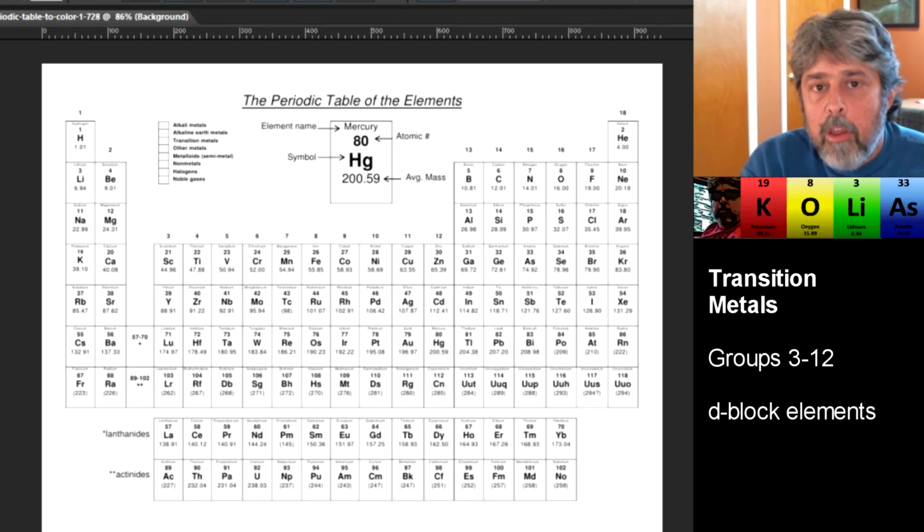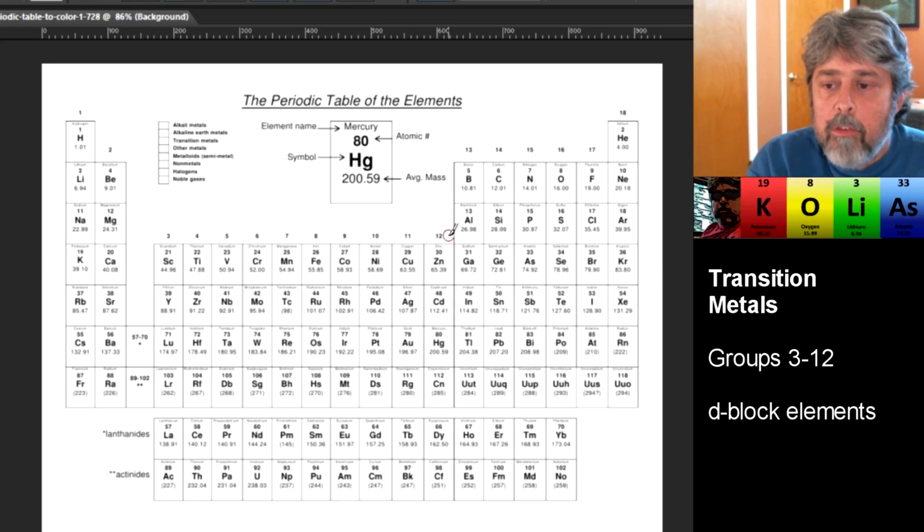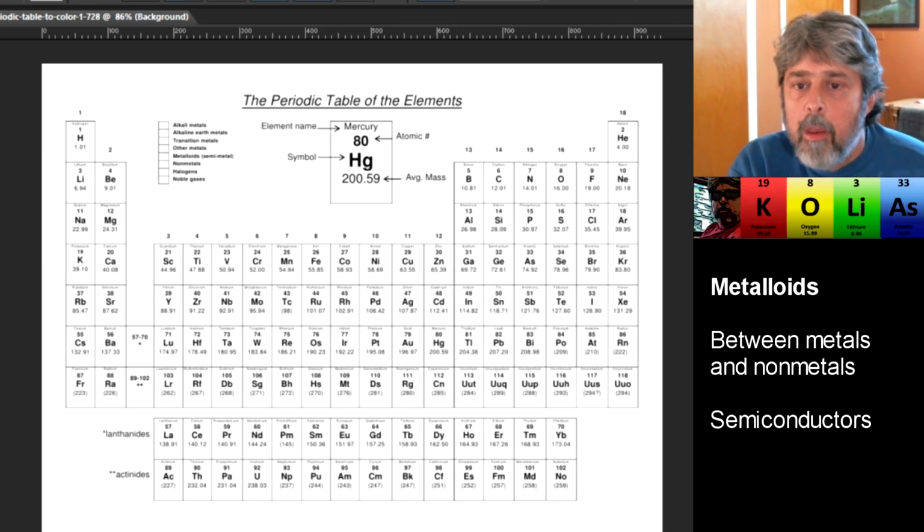Okay, let's take a look at where the transition metals are. These are really important. They're all the D block elements. I'm going to circle them right in here. There we go. We call these the transition metals.